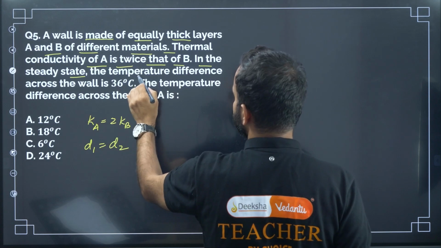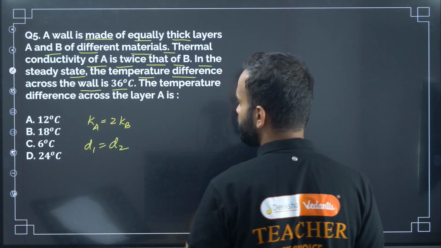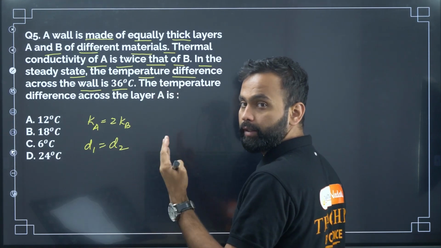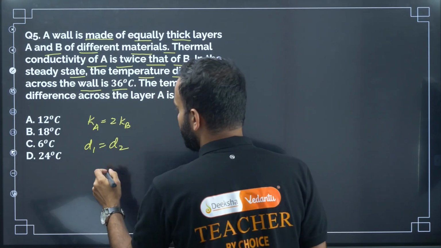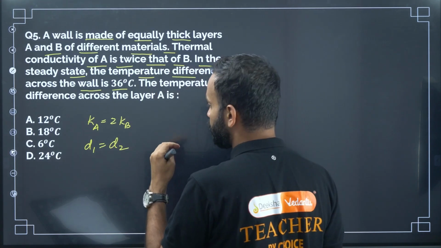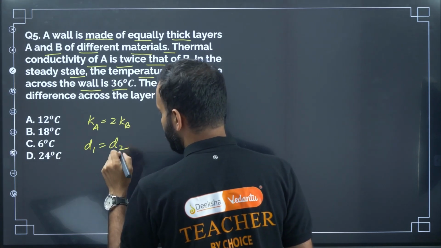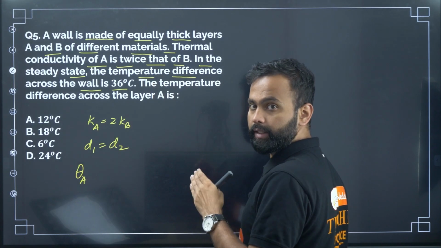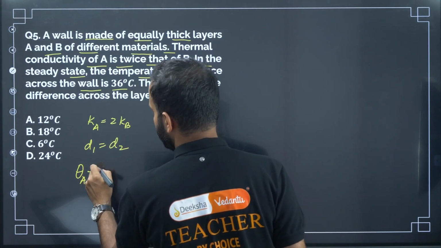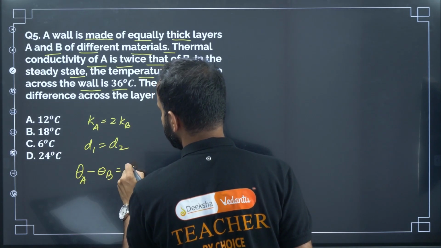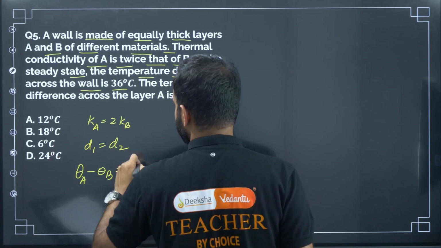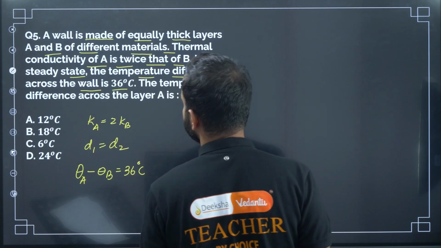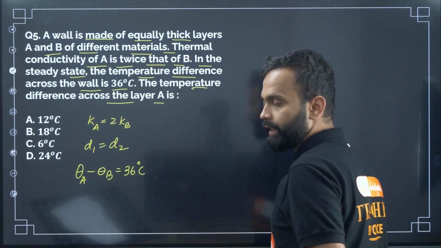In the steady state, the temperature difference across the wall is 36 degrees Celsius. One end of the wall is A, the other end of the wall is B. So the temperature at end A is theta A, and the temperature at the other end, wall B, is theta B. So theta A minus theta B is equal to 36 degrees Celsius. The temperature difference across the layer A is.